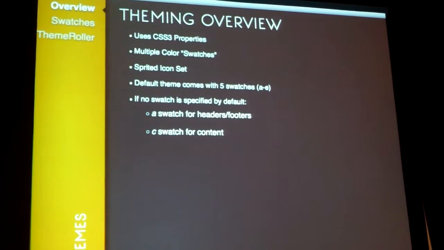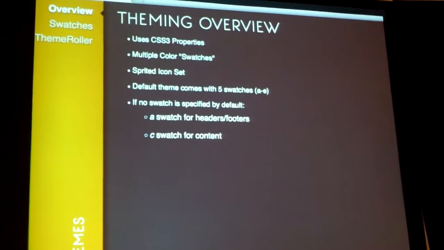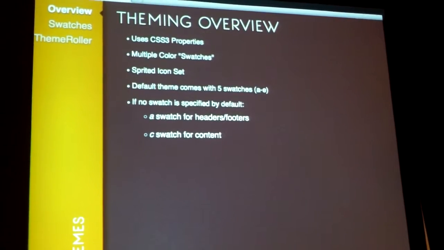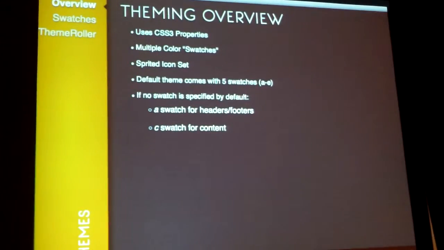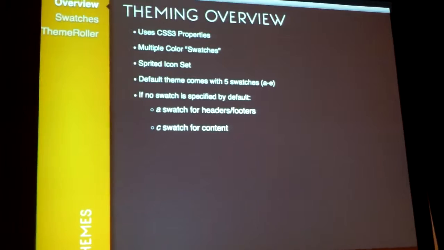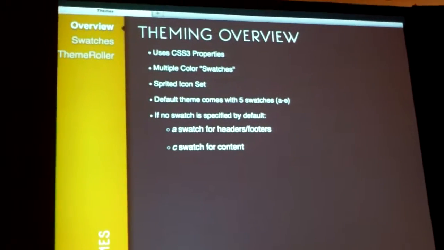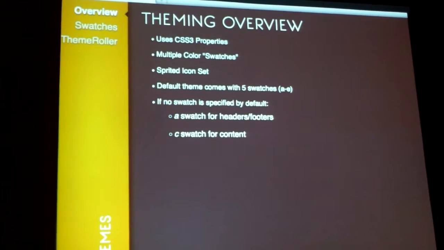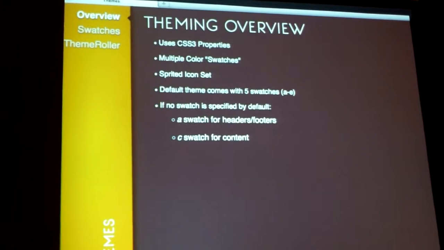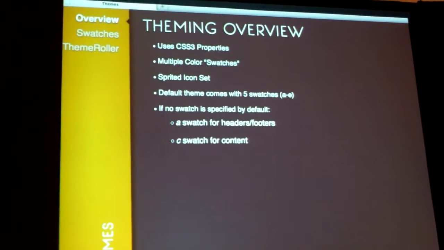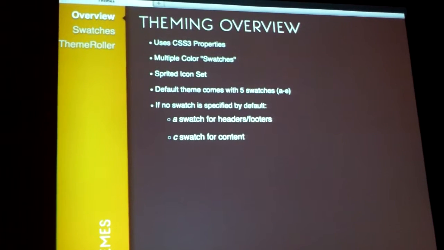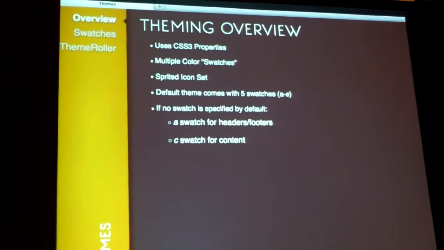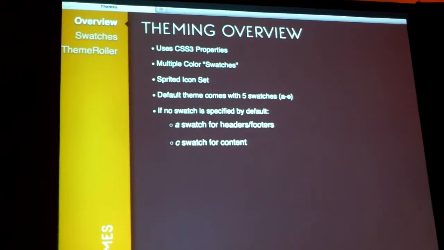Especially on mobile, you want to worry about making the least amount of calls back to your server, just for performance reasons. Like I said, the default theme comes with 5 swatches, labeled A through E, and we'll get to that in a second. Just a quick note: if you do not specify a swatch, the framework will pick one by default. For header and footer, if there's nothing inherited and it needs to pick a swatch by itself, it'll pick the A swatch. For any of the content area, it'll pick the C swatch.